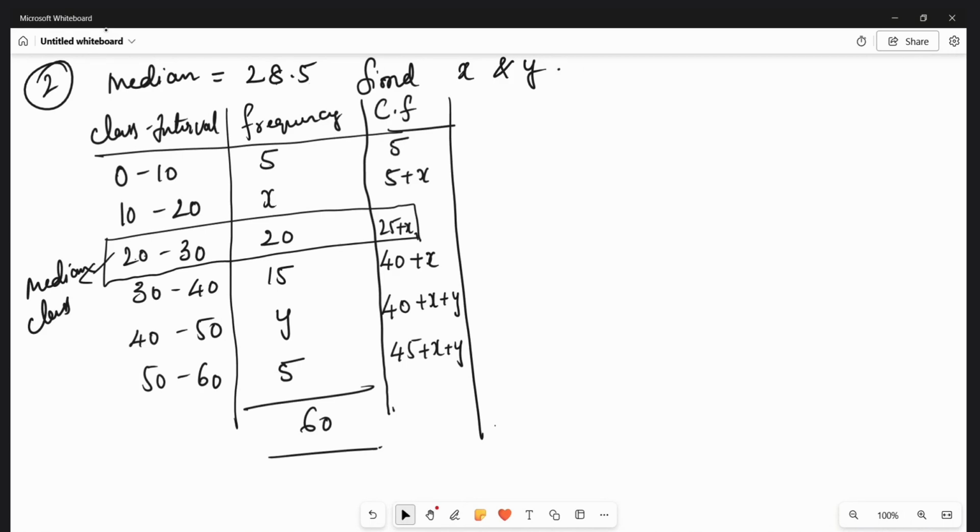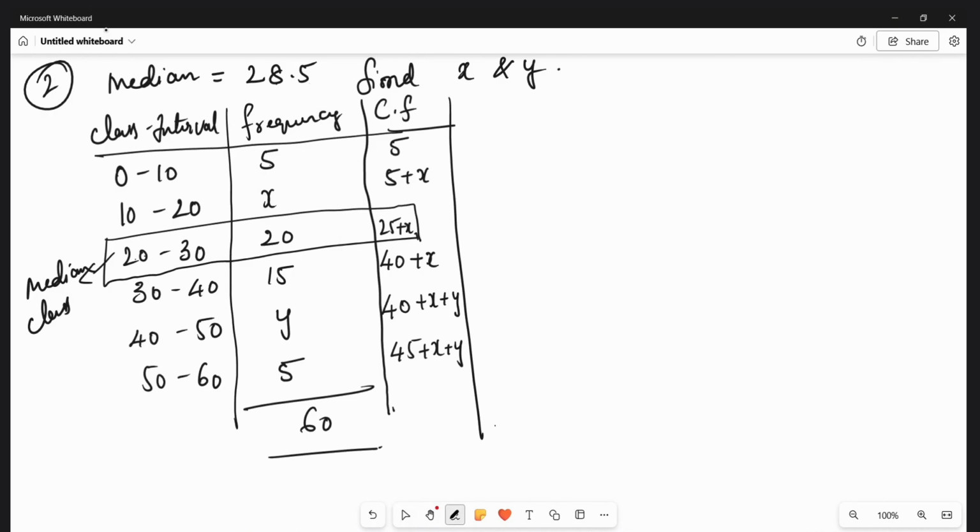The sum of frequency is 60. Then f1 will be 30. So should it be 30? I don't know the x value, no. How will I take it? I can keep 10 also. I can keep 5 also. So in that way, you will add.